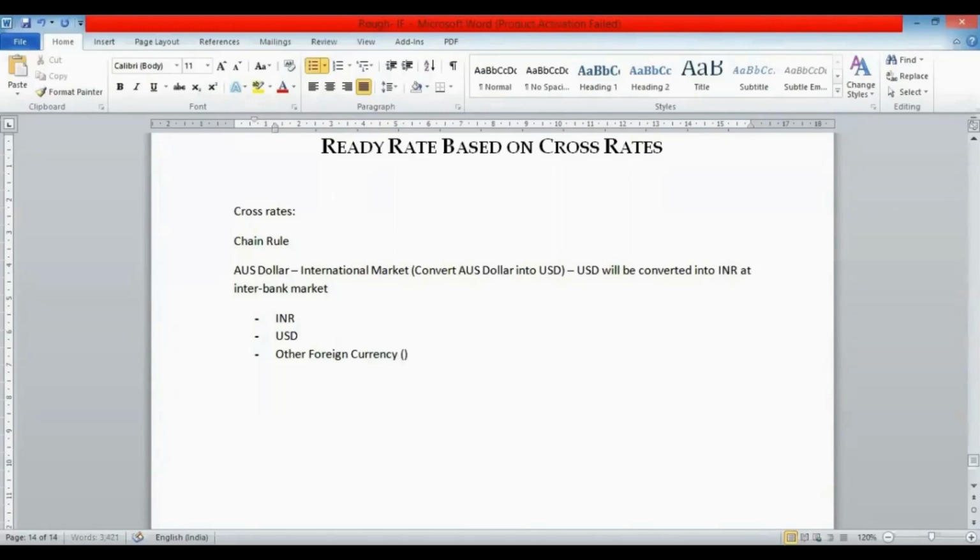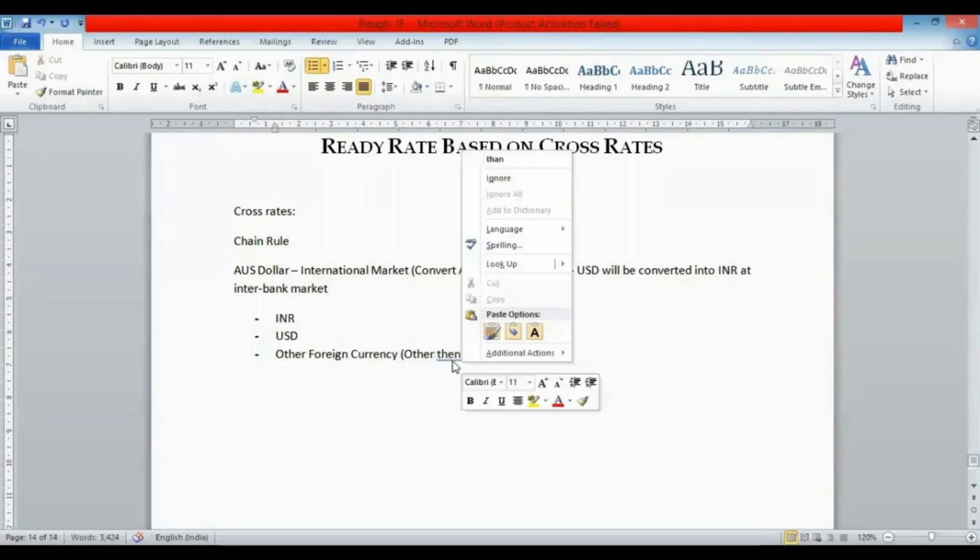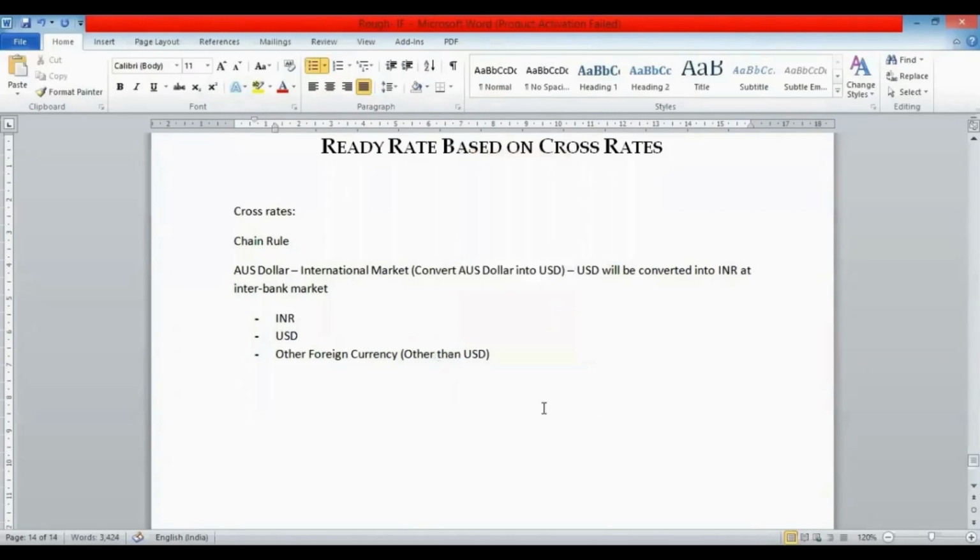So whenever I say other foreign currency, you should understand that I mean other than USD. All right, we can say it like this. Other than USD. Right. So the situation is what? Listen very carefully.